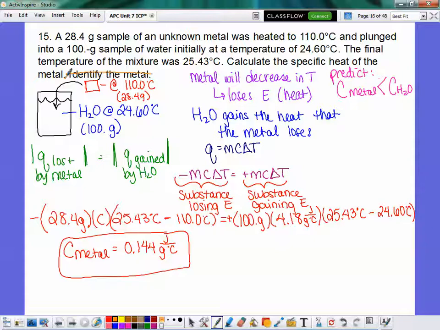Yes, exactly. For those of you on the video, you didn't hear, the magnitude of the Q is equal for both because it's a perfect transfer of heat from the metal to the water. Yes, exactly. Okay? All right. Are we ready for the next one?